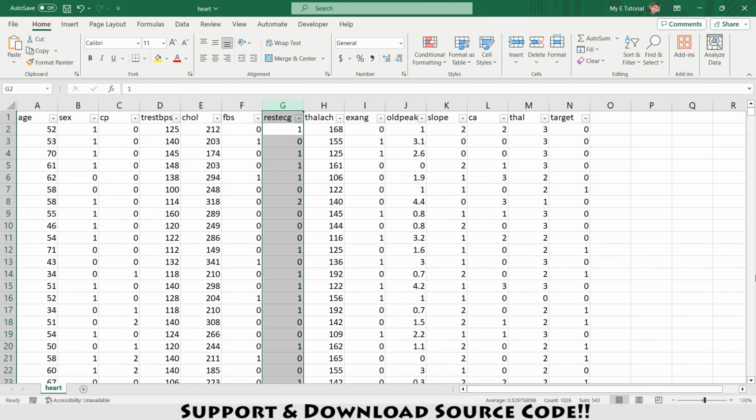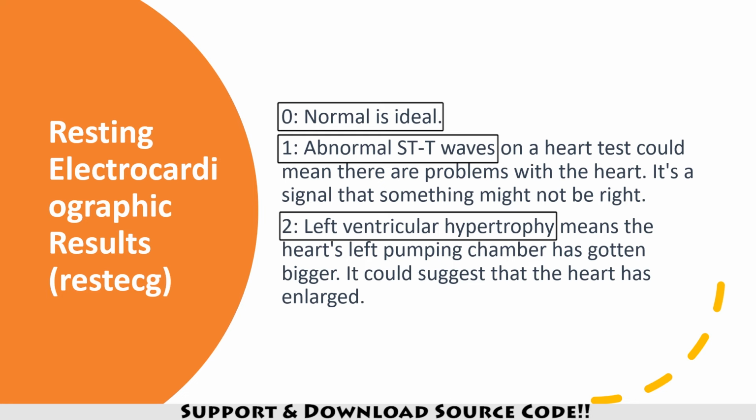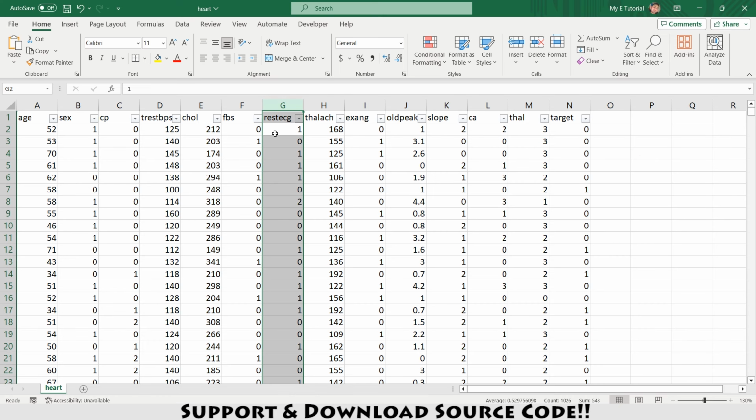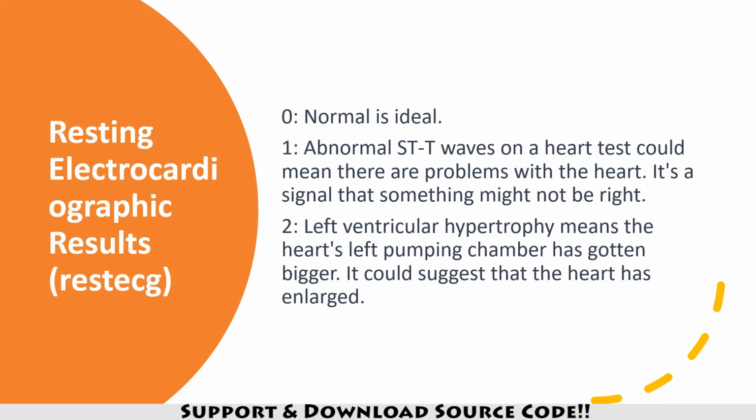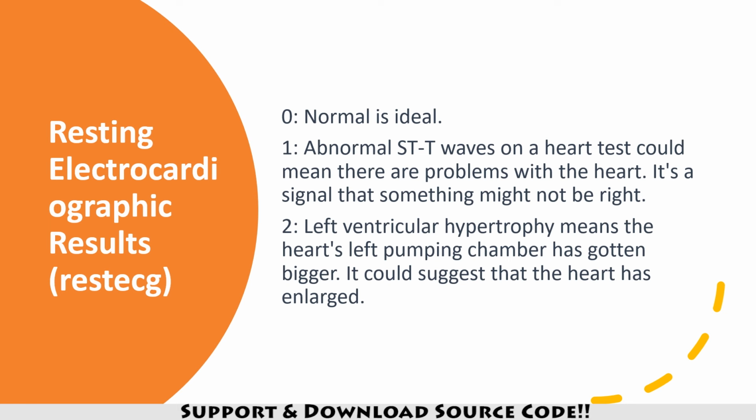The next one is the resting electrocardiographic results. There are 3 types of this one. 0 is for normal, 1 is for abnormal ST-T waves, which on a heart test could mean there are problems with the heart, and the second, left ventricular hypertrophy, means the heart's left pumping chamber has gotten bigger. It could suggest that the heart has enlarged. So if my value is 0, it means normal, if 1, it means abnormal ST, and if 2, it means left ventricular hypertrophy.